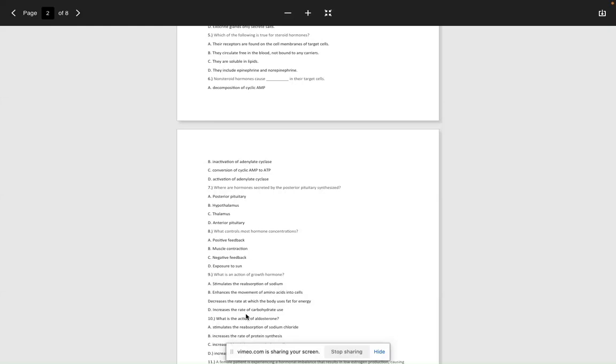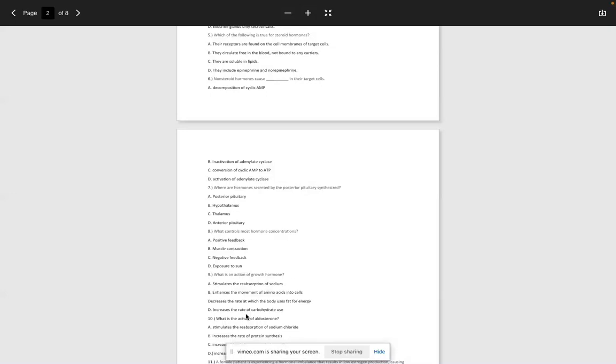What enhances the movement of amino acids into cells? Does growth hormone do that? Yes, it's used for protein synthesis, right? It's on that picture on that slide. Increase in protein synthesis increases mitotic activity. So when things grow and divide, they have to have fuel, which means they have to have protein synthesis to occur. Okay? Might have been a hard one. It's not on the exam.